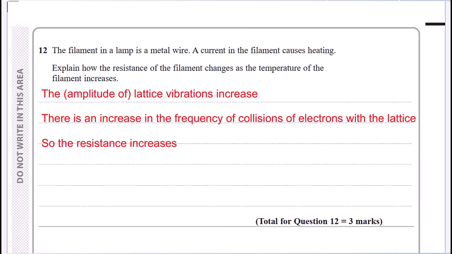So these are your marking points. The amplitude of lattice vibration increases. You can include the term lattice ion vibration. That is also acceptable, no problem. There is an increase in frequency of collisions between electrons and the lattice, as in lattice ions. So the resistance increases. The question basically asked you what would happen to the resistance. So the resistance increases as temperature increases.